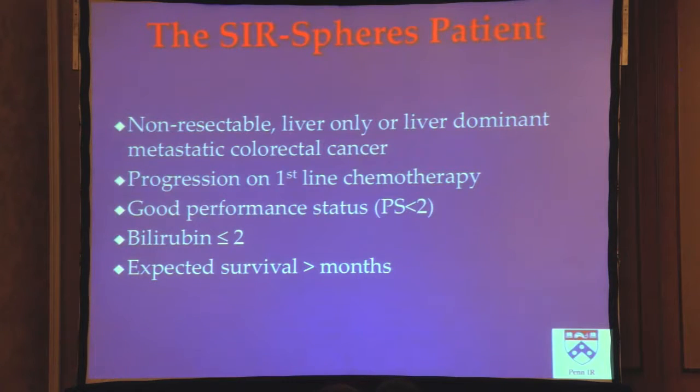So there's a scale that we use. What is your bilirubin? Bilirubin is a measure of your liver function. It sort of tells us how sick your liver is. So we sort of have a threshold for that, and that is 2. And then really, what is the overall survival? Do you have at least 3 to 6 months survival? Are you going to tolerate this procedure?